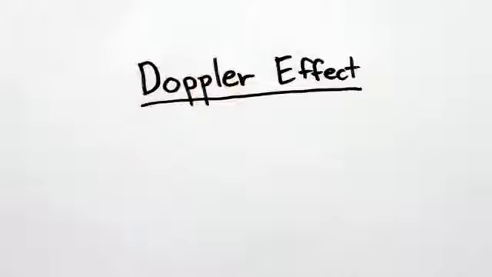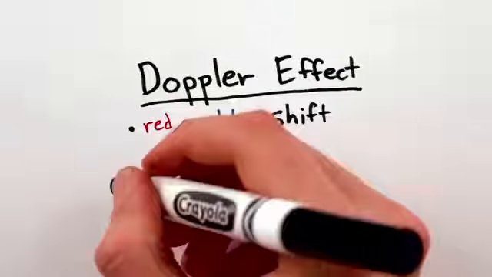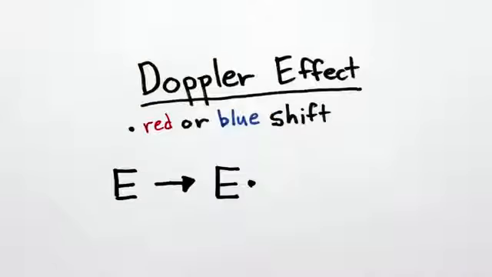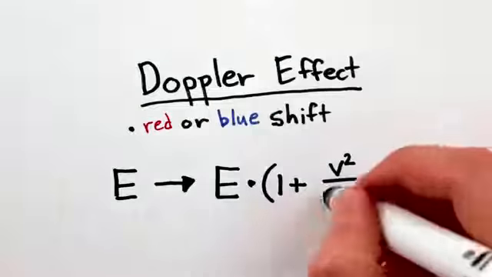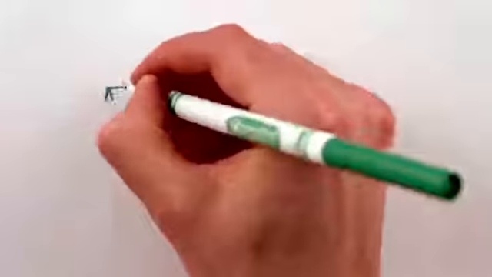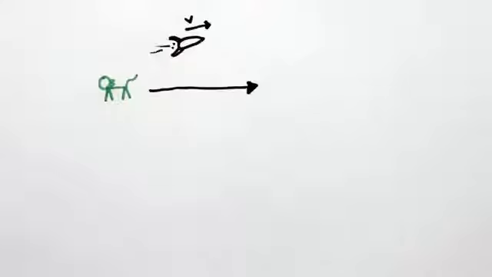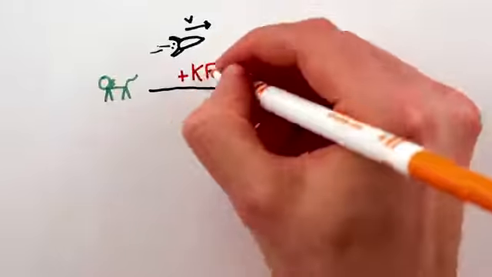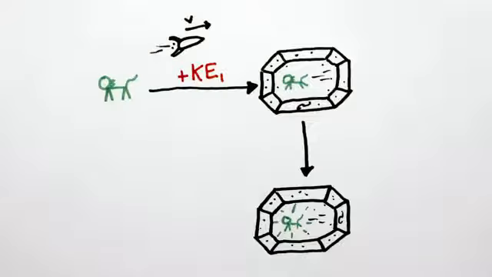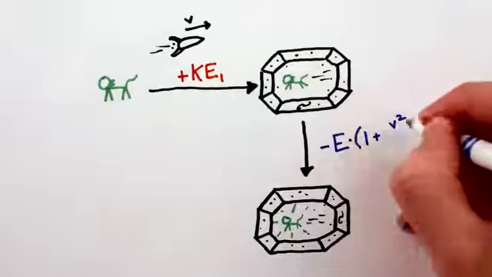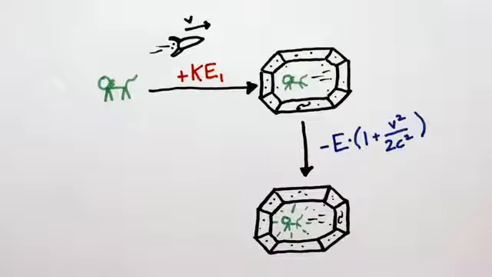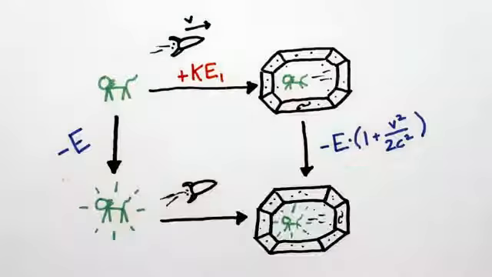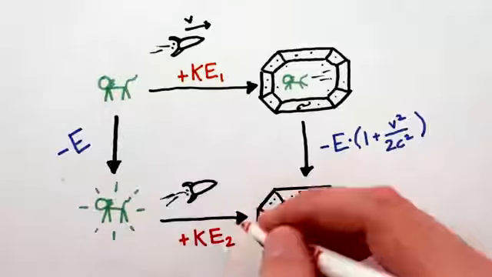This is the relativistic Doppler effect, and for our purposes, it amounts to multiplying the energy of the light by 1 plus your velocity squared divided by twice the speed of light squared. So to recap, if you take off at velocity v, you'll see the cat gain some kinetic energy KE1, then at the flash, you'll see the cat's energy decrease by E times 1 plus v squared over 2c squared. On the other hand, if you wait, you'll see the cat's energy decrease by E, and now when you take off, you'll see it gain kinetic energy KE2.